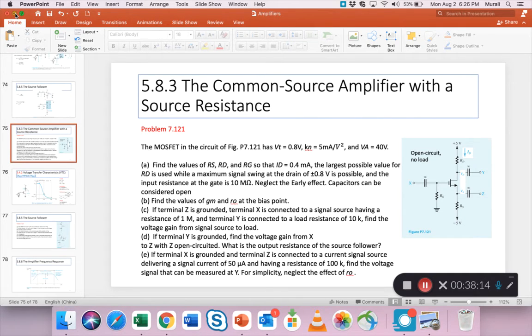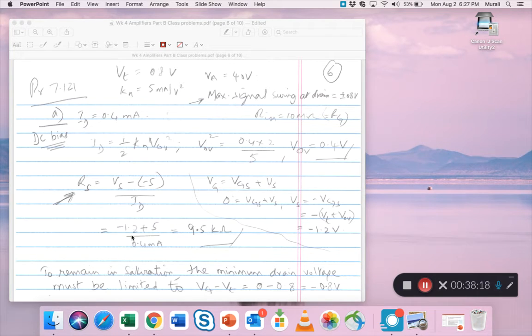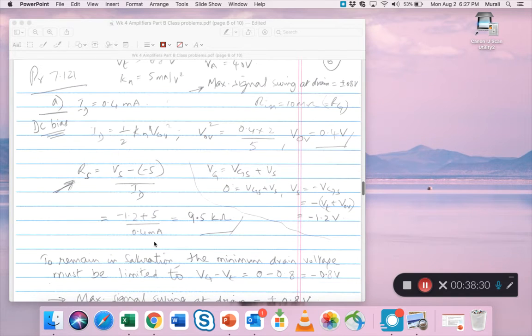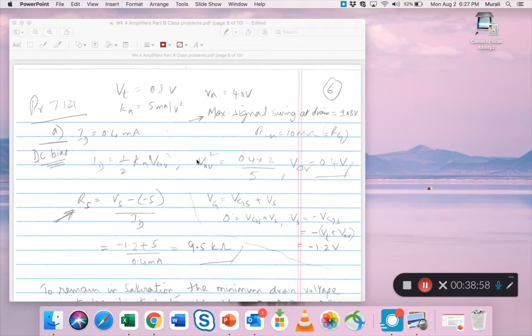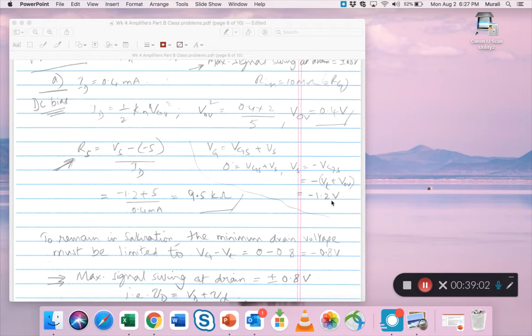So I use this formula. We know V source is minus 1.2 plus 5 divided by 0.4. How do we know this is minus 1.2? Here's the calculation. We start with VG equals VGS plus VS. There's no voltage at the gate yet, so that's 0. So VGS plus VS equals 0. So VS is nothing but minus VGS, which is minus Vt plus VOV. Vt is given, VOV we just found, so we can get VS. So you put that VS, you get RS equals 9.5 kilo ohms.